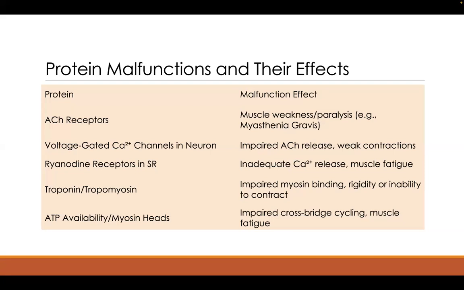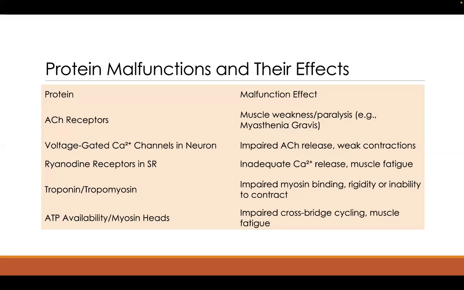So, as the first protein, we have the ACh receptors. A malfunctioning ACh receptor at the neuromuscular junction can lead to a condition like myasthenia gravis, where the muscle response to the nerve signals is significantly weakened, which leads to muscle fatigue or weakness. Voltage-gated calcium channels in the neuron can lead to impaired ACh release and weak contraction. Dysfunctional calcium channels in the neuron can result in insufficient release of ACh into the synaptic cleft, leading to weak muscle contractions.